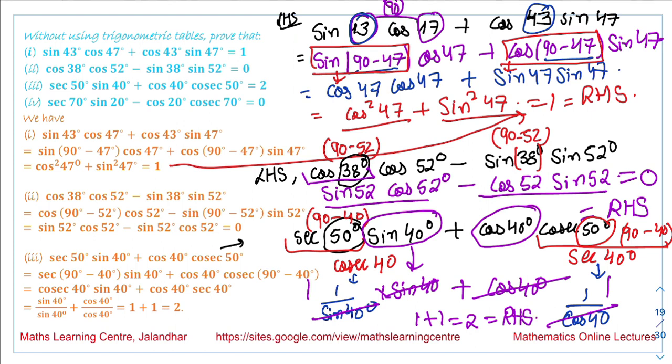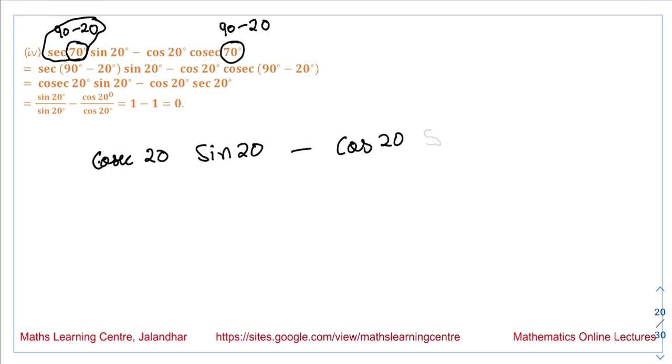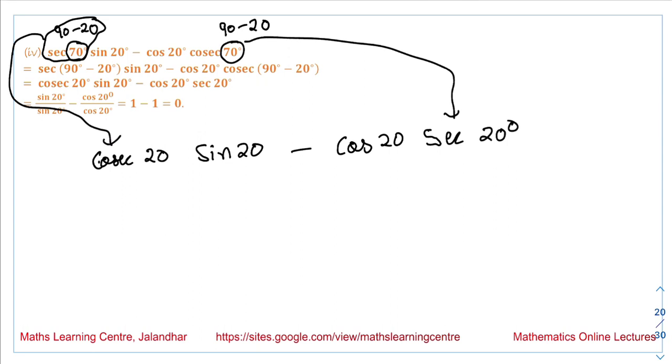Next, on the next slide, we have secant 70 degree into sine 20 degree. So this 70 degree we are writing as 90 minus 20. So what we get is secant of 90 minus 20, that will become cosecant of 20 into sine of 20, minus cos of 20 into secant of 20 degree. In place of cos we are getting this, in place of secant we are getting cosecant.